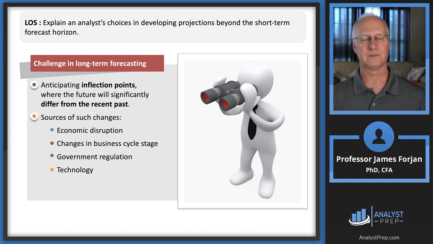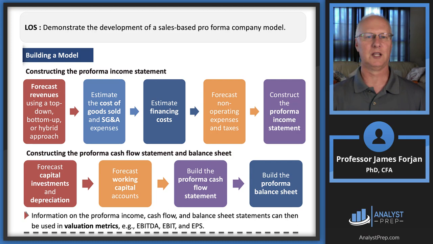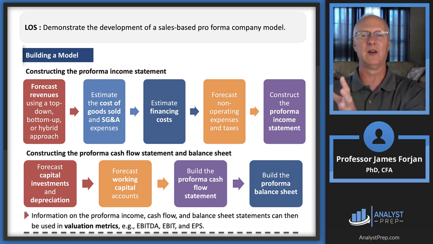All right, let's look at this last one here. Let's build a model, constructing the pro forma income statement and then the balance sheet. This is a summary illustration and flowchart of what we've been talking about since that very first slide. Get out your phone, take a picture of this. Forecasting revenues, then we estimate costs, then we estimate financing costs, and then we forecast some expenses and put together the pro forma income statement.